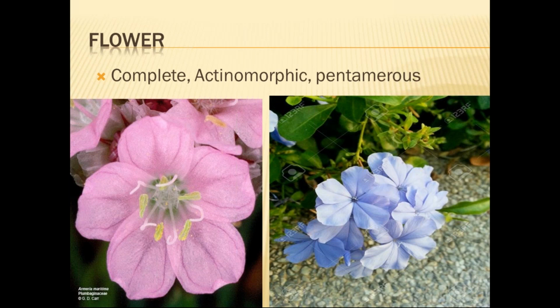Okay, they are actinomorphic and pentamerous, meaning 5 calyx. Any question is there? They are pentamerous, 5 calyx and 5 corolla are present in this particular family.